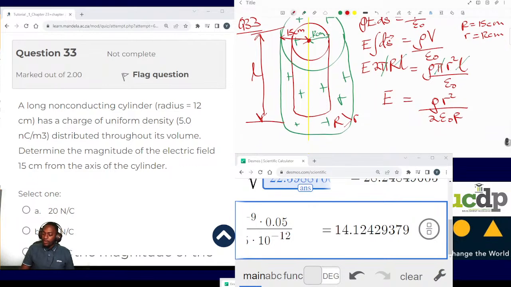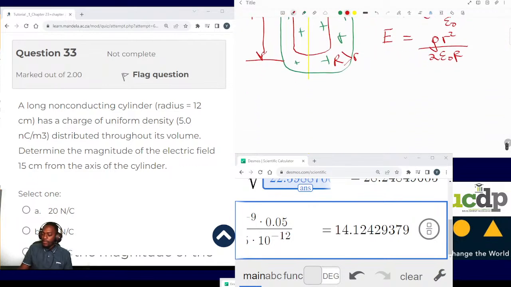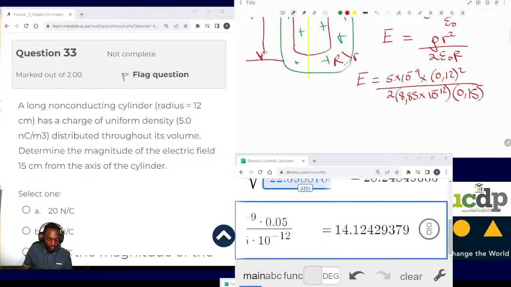So now what remains is for us to find the magnitude. That's 5 times 10 to the negative 9 times r, we say it's 0.12 squared over 2, 8.85 times 10 to the negative 12, 0.15. Okay.